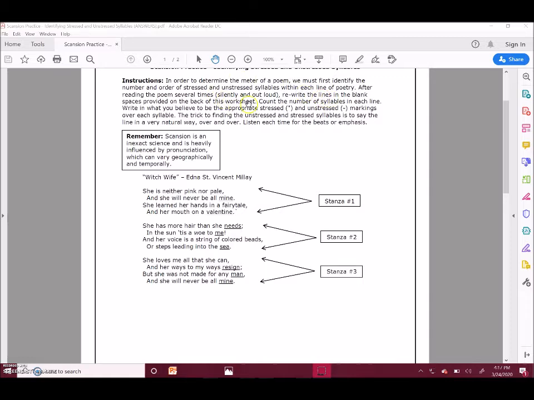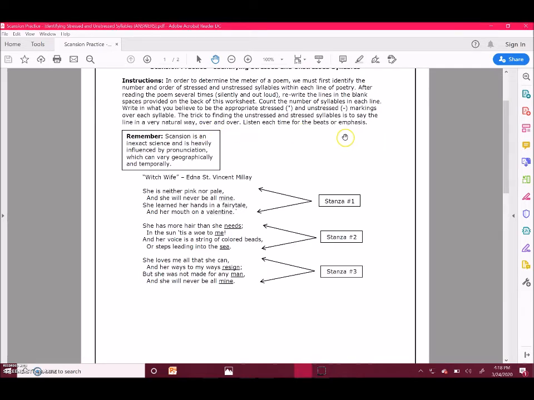After reading the poem several times, silently and out loud, rewrite the lines in the blank spaces provided on the back of this worksheet. Count the number of syllables in each line. Write in what you believe to be the appropriate stressed and unstressed markings over each syllable. The trick to finding the unstressed and stressed syllables is to say the line in a very natural way over and over. Listen each time for the beats or emphasis.